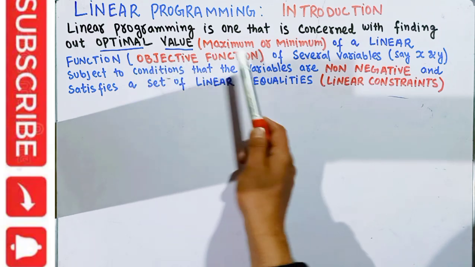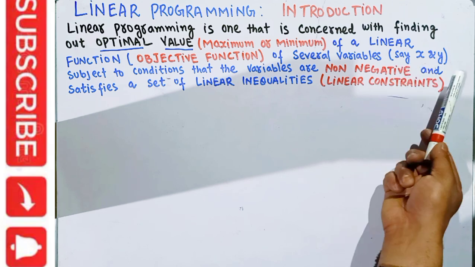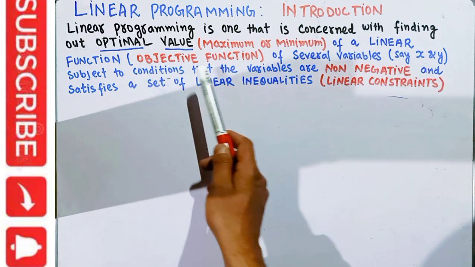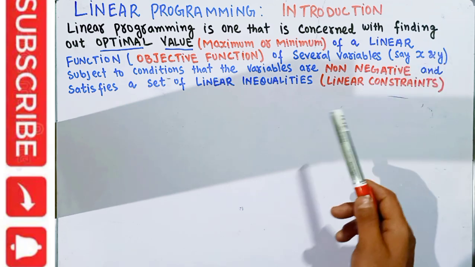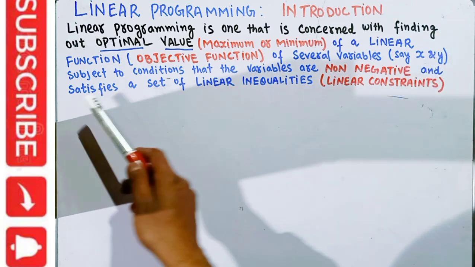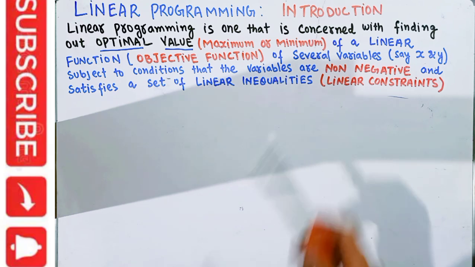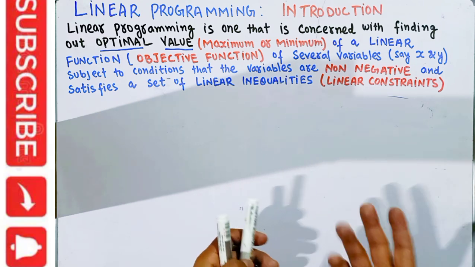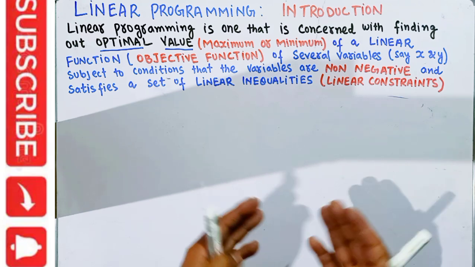We call that the objective function of several variables, let us say x and y, subject to the conditions that the variables are non-negative, that means x and y are both greater than or equal to 0, and satisfy a set of linear inequalities, what we call the linear constraints. Okay, so to understand it better, let's take a simple example.